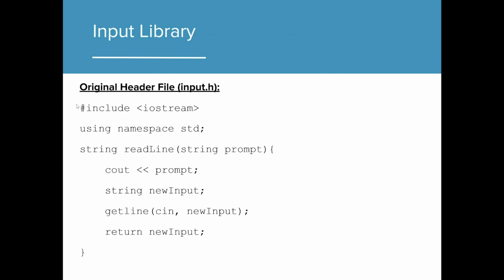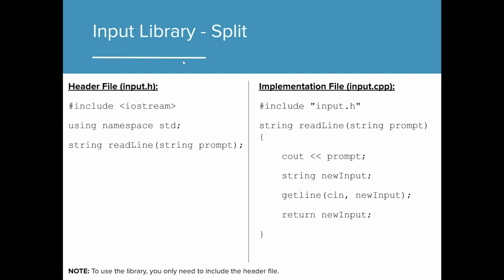Here is some code from our original header file. Now we're going to split it up into a header file and an implementation file. Here's what it looks like when we split up the original header file into a header file and an implementation file.